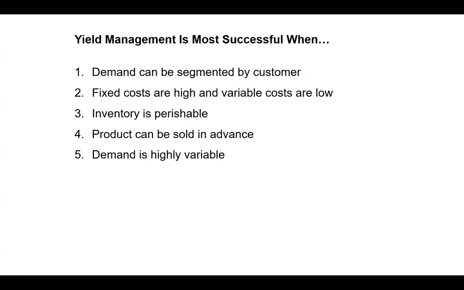If you want to apply yield management successfully, it should meet the following five requirements. First, the demand should be able to be segmented by customers, so you can segment customers into different groups. Second, the fixed costs are really high and the variable costs are low. Third, the inventory is perishable. Fourth, the product can be sold in advance. Fifth, the demand is highly variable. We will use hotels as the example to explain those five.